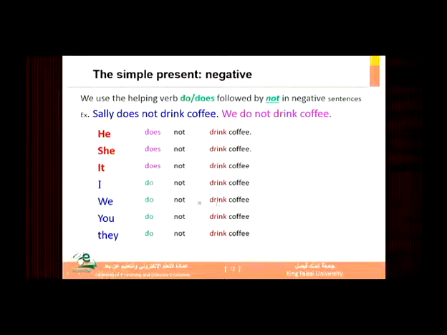And again, you need to pay attention. The verb after do or does should always be in the base form. You cannot say drinks, you cannot say dranks. It has always to be verb 1 in the base form.